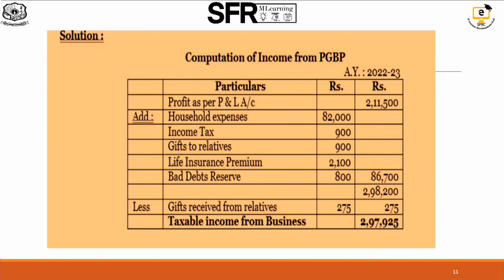Here we have to take the household expenses, income tax, gift to relatives, life insurance premium and bad debts reserve for the calculation, and all these expenses are to be added to the net profit, and we have to deduct the income which is received from the relative in the form of gift. When we adjust all these items, we will get the business income to be taxed.